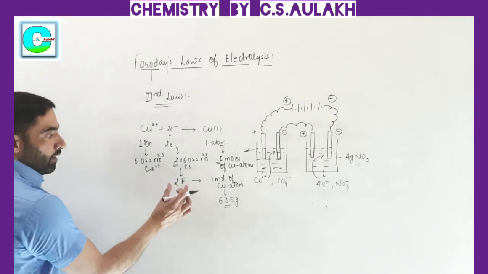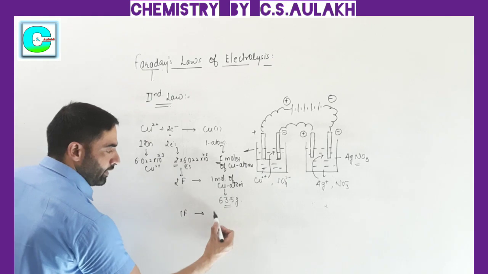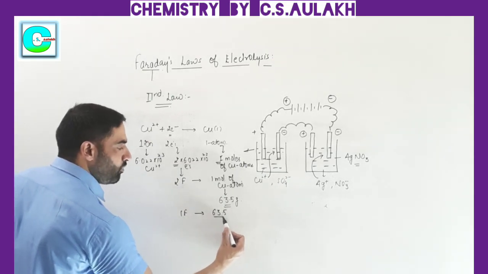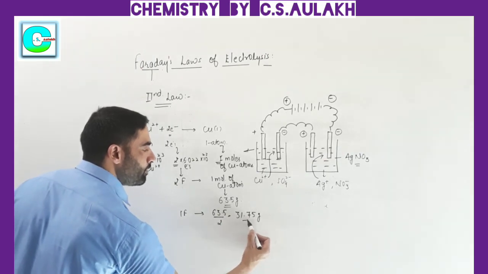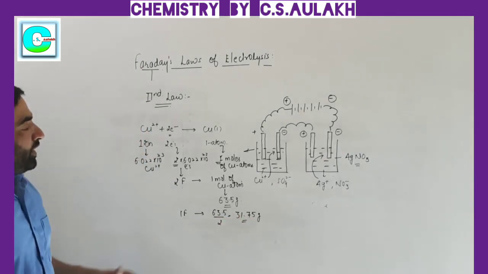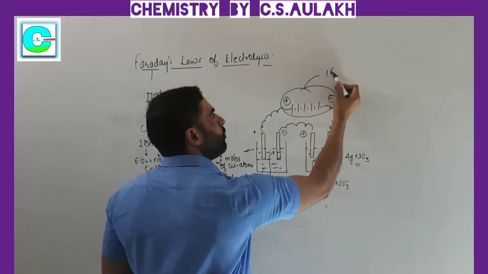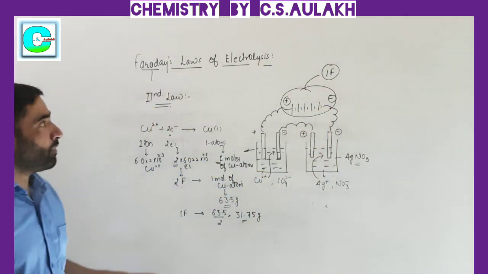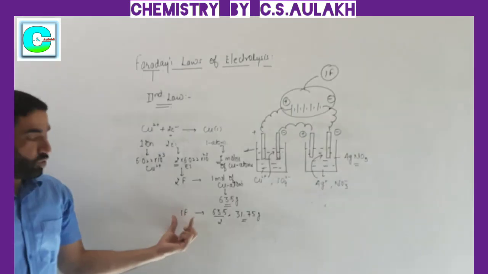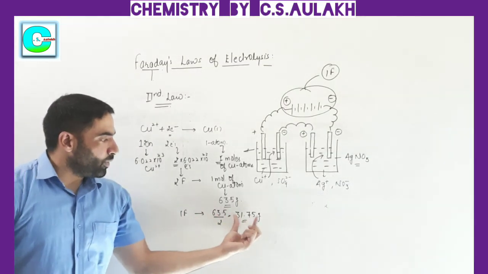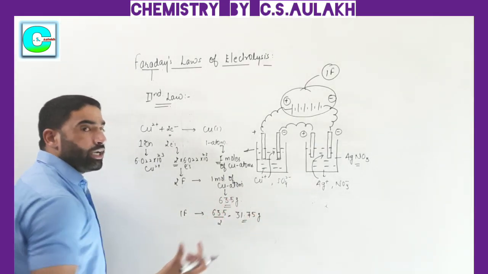If we reduce this quantity of electricity, that is, we are passing 1 farad, then the amount of substance deposited will be half of this. So we can write like this, 31.75 gram here. So we are considering that from this battery we are passing 1 farad of electricity for a definite time, and this much electricity will deposit 31.75 gram of copper, which is equal to its equivalent weight also.